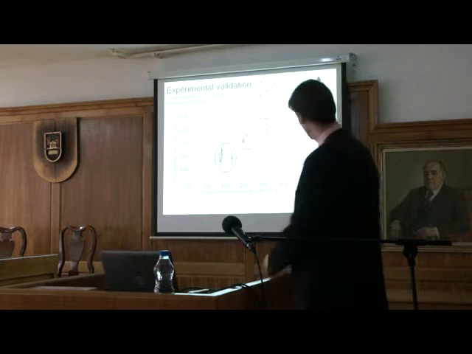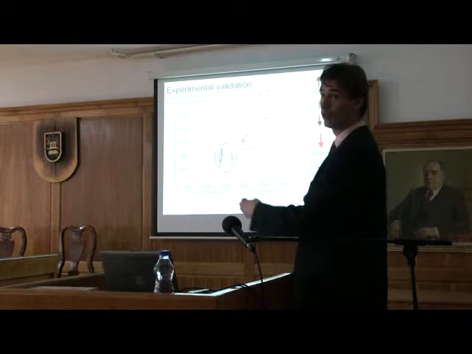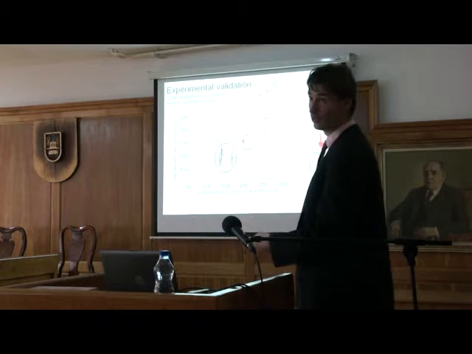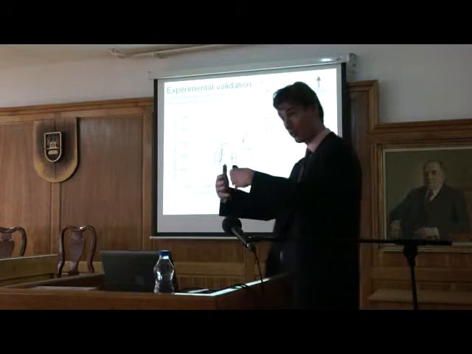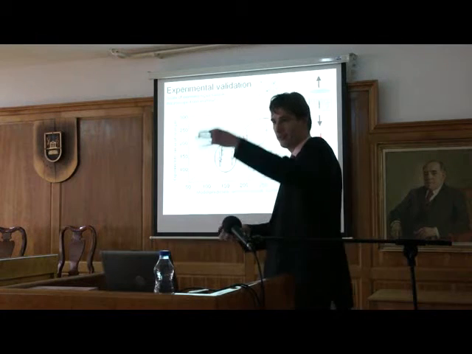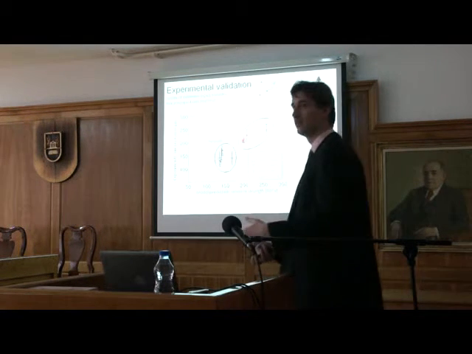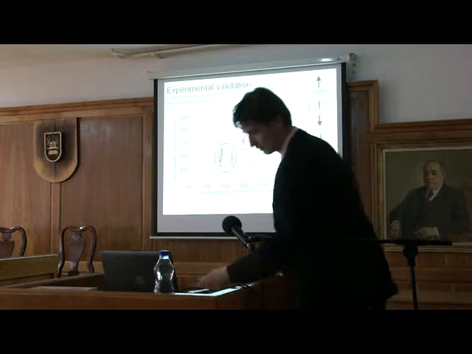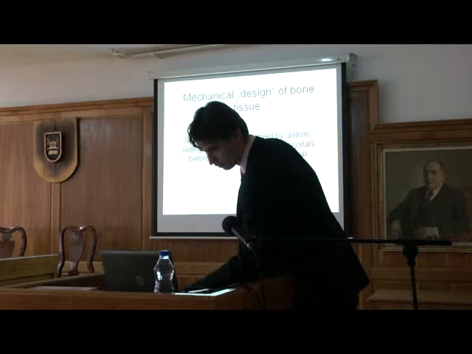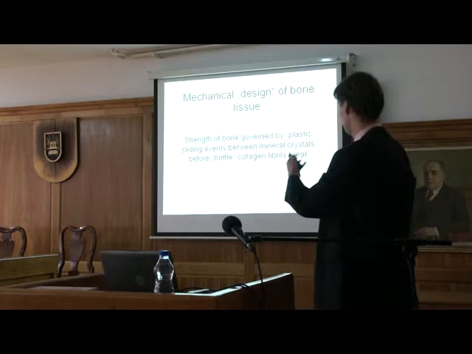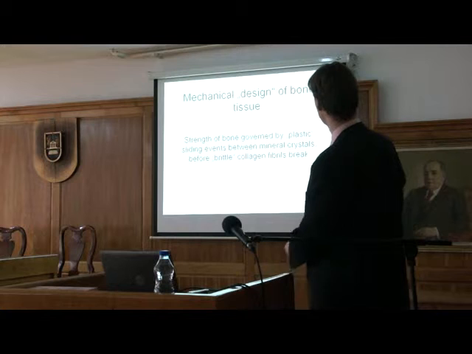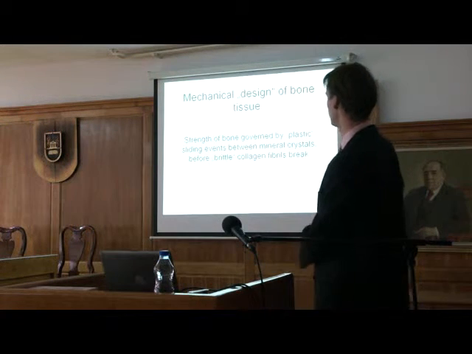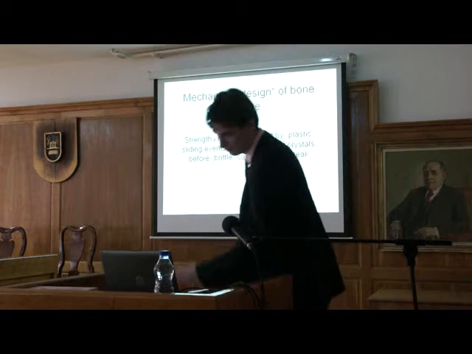If there would be no collagen, it would be 1 to 10, like in sandstone or concrete and so on. Since there's the collagen, which is acting the same in tension and compression, because it's fixed by the mineral. The collagen is really working like a column, not like a rope. It cannot buckle, no chance. Okay, that's the mechanical reason for this. So that would lead us to, again, some kind of universal mechanical design of bone tissues governed by plastic sliding events between mineral crystals before collagen fibers break, which is consistent with the experimental evidence.